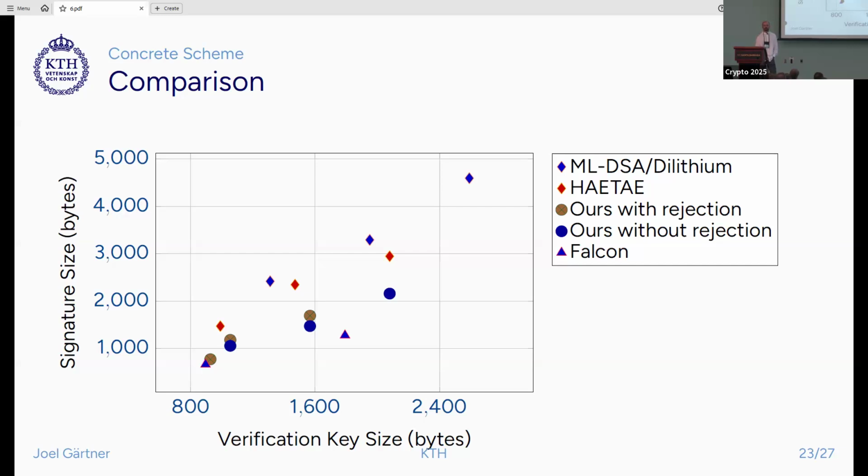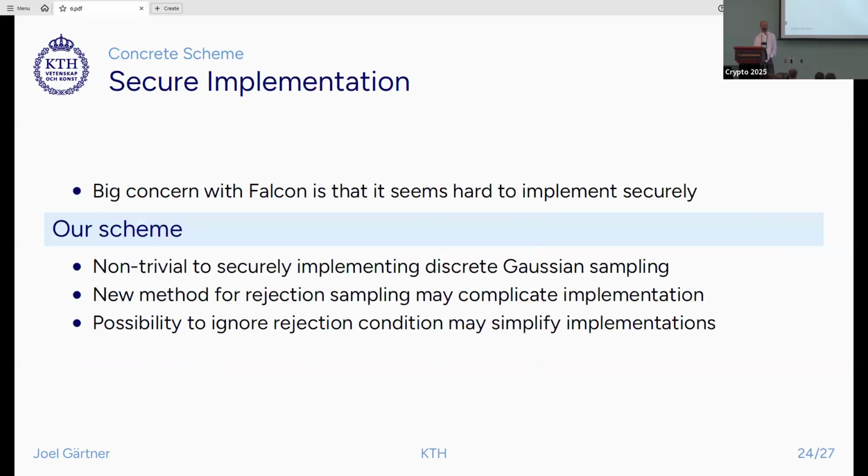And a big reason why NIST decided to not only standardize the more compact Falcon, and instead also standardized Dilithium as ML-DSA, is that it seems to be quite hard to implement Falcon in a secure manner. And our hope and belief is that our new scheme can be easier to implement in a secure manner.